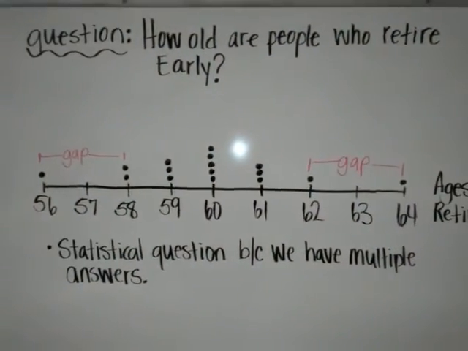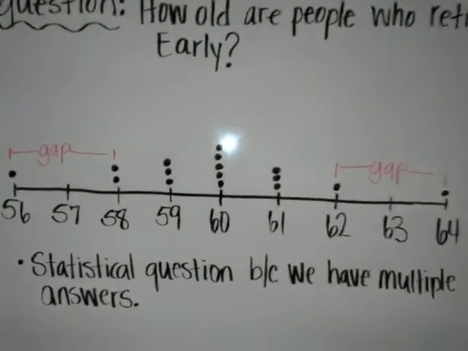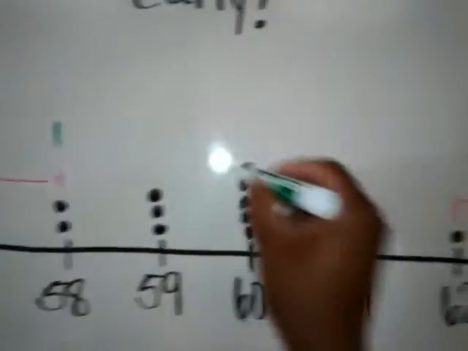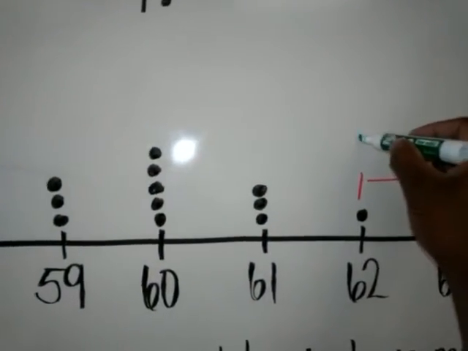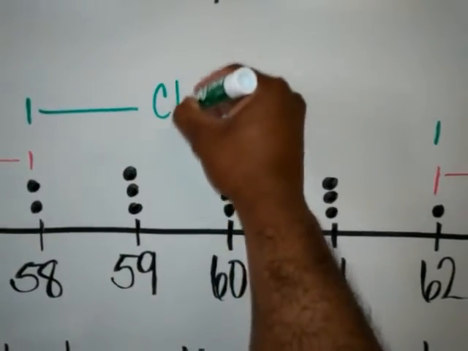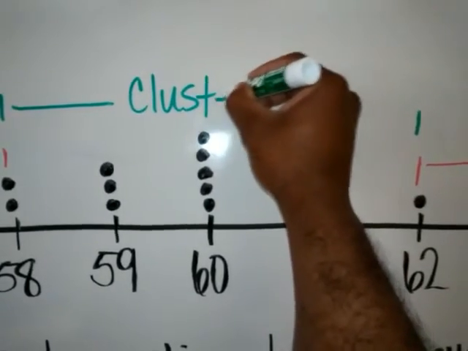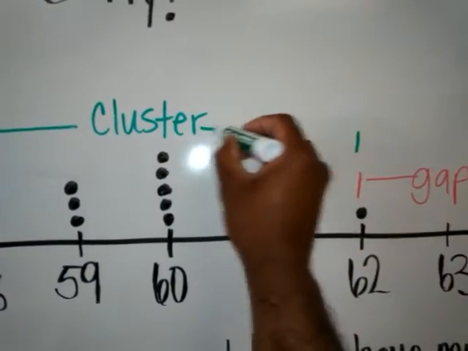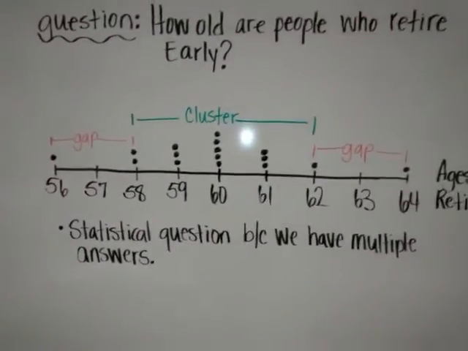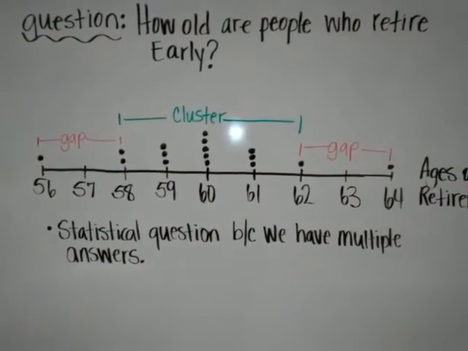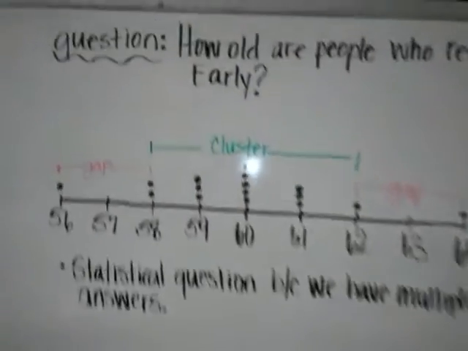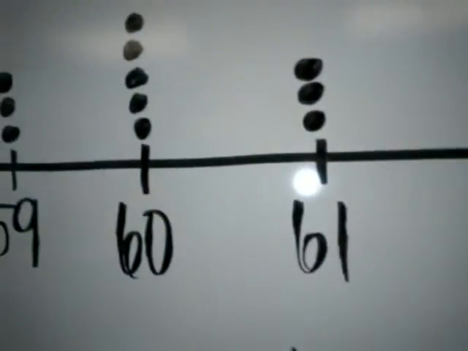So you should be able to see and recognize, since we have identified the gaps, we should now be able to see a cluster. All right, the majority of data is within 58 and 62. So this is actually going to be our cluster. This is where the majority of data rests within those intervals from 58 to 62. That's our cluster. I'm going to transition to another color. I'm going to use black this time.